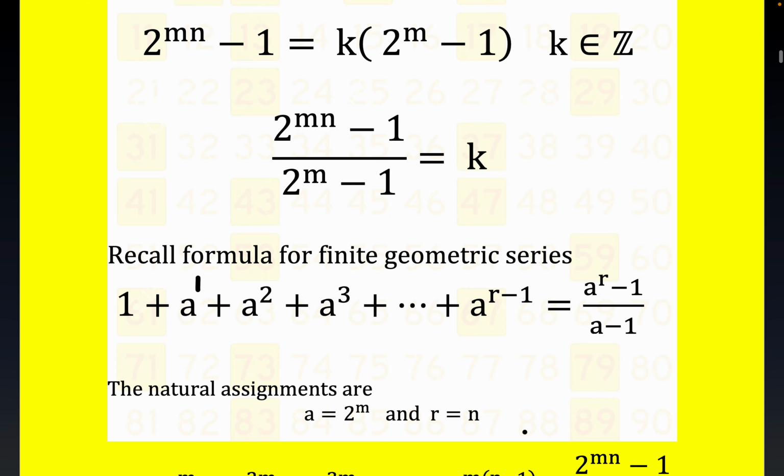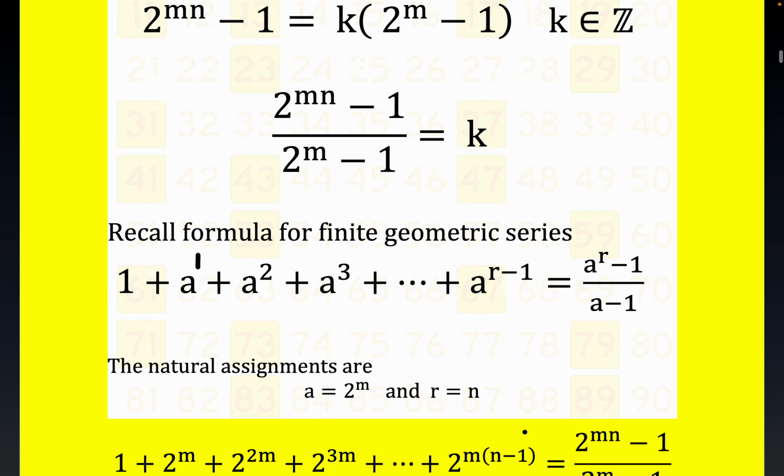And again, this is just following your nose. The obvious assignments, we'll call it that: A is equal to 2 to the m. And not so obvious, R is equal to n, but it really is if you just take a look at this term right here. Again, you're just comparing this object right here on the right-hand side, which is the sum of a finite geometric series, to this object right here, which is related to the thing we're trying to prove.